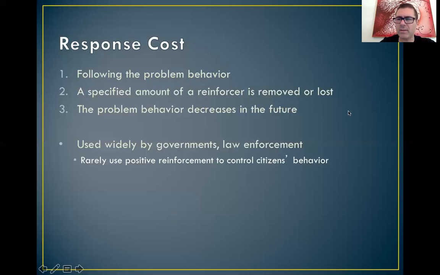I already talked about this. There's very little positive reinforcement. No one stops you when you're driving appropriately to tell you, oh, thanks for driving on the speed limit, or respecting the speed limit. No one stops you when you do something nice, when you come to a full stop at the stop sign.